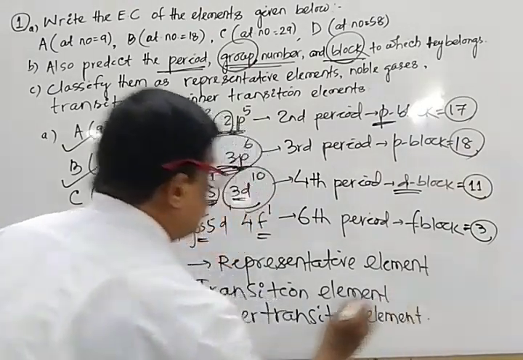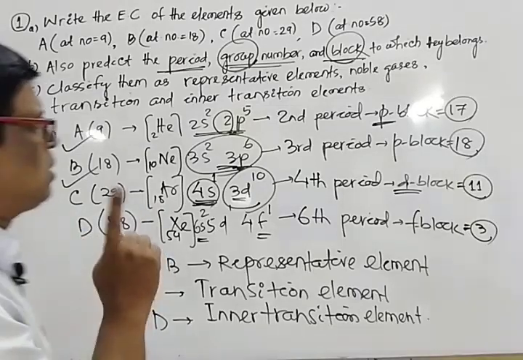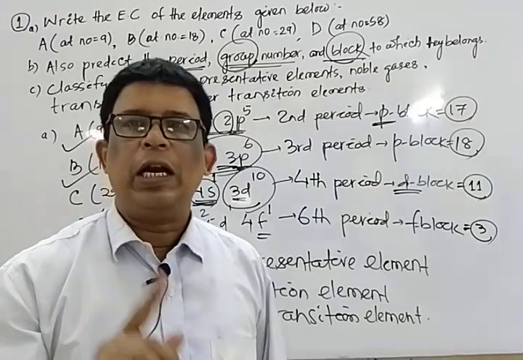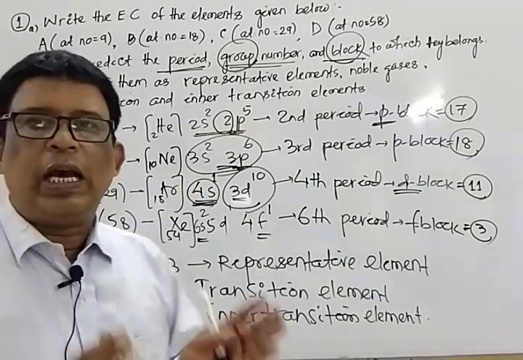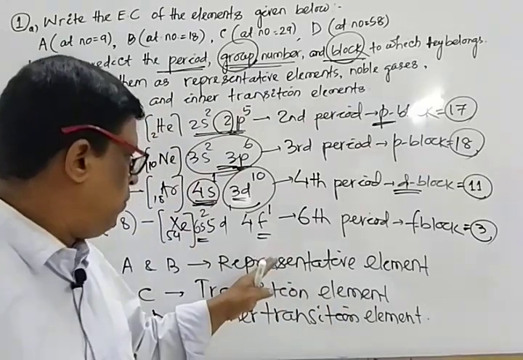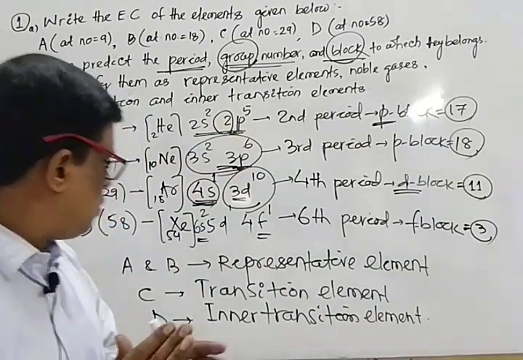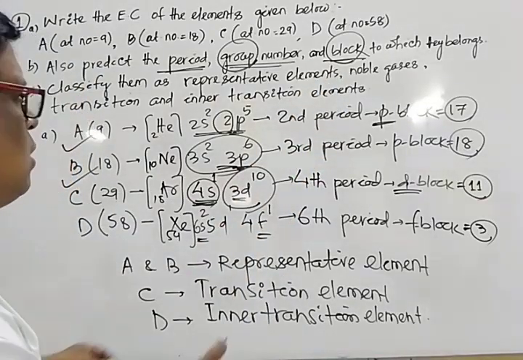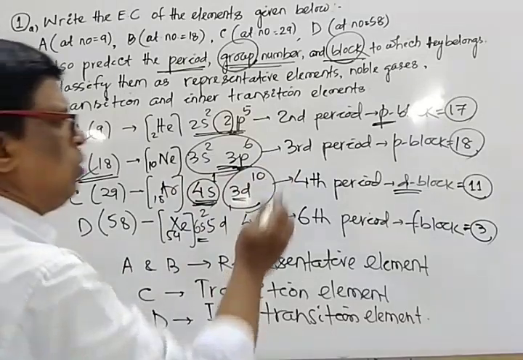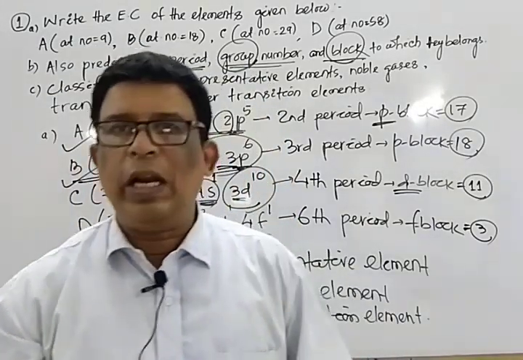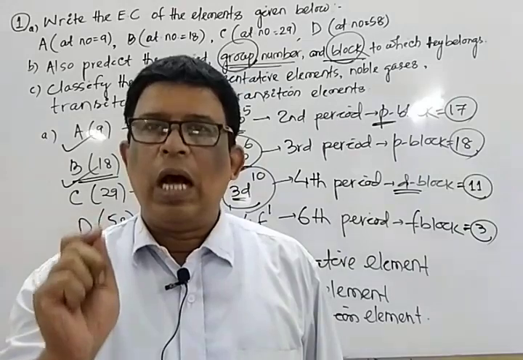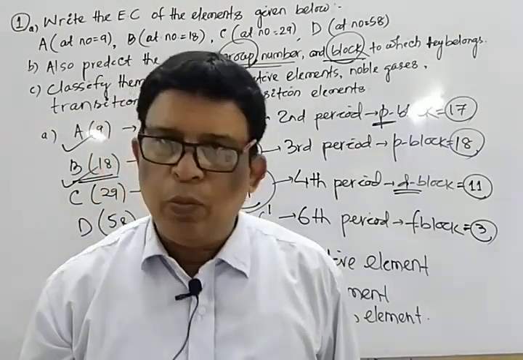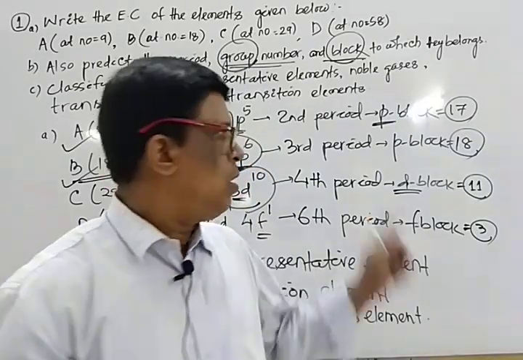So in this question, we first calculate the electronic configuration, then predict the period, group and block, and last we predict whether they are representative elements, transition elements or inner transition elements. Another one, noble gases. Mark that this B is also known as noble gases. Zero group elements, that is helium, neon, argon, krypton, xenon and radon, are known as noble gas elements. So that is all about this question.